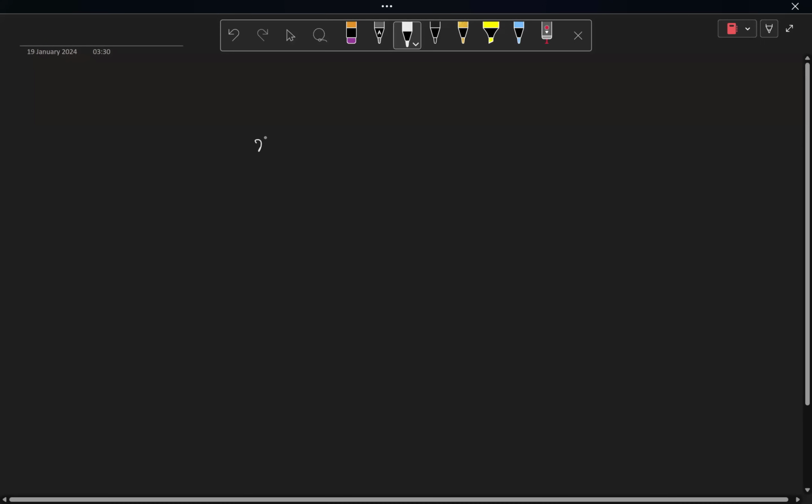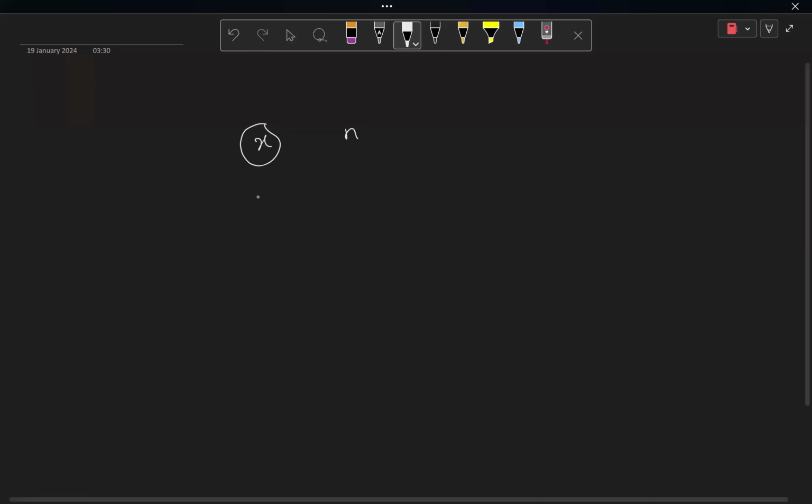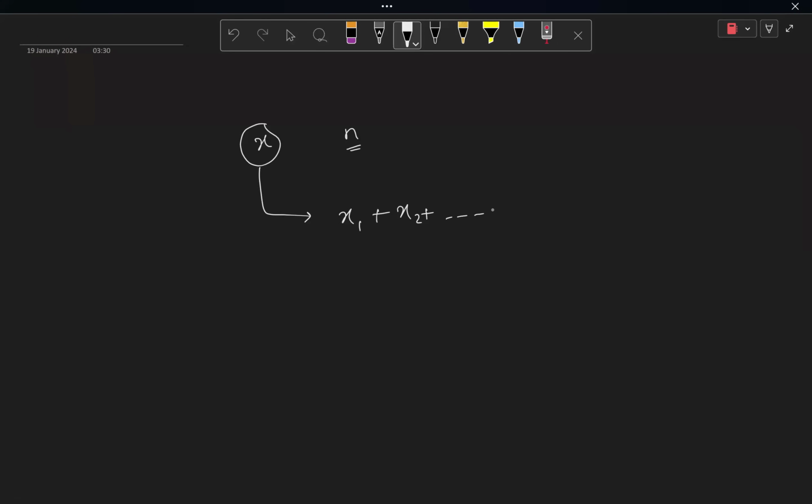You have been given some integer x and some integer n, and you will break this integer x into some n numbers, something like x1 plus x2 plus so on till xn. You will choose some n numbers such that the sum of all of these is equal to x, where x1, x2, x3, and so on till xn are all positive integers. Like all of them are positive. It won't be even equal to zero. It would be at least one.